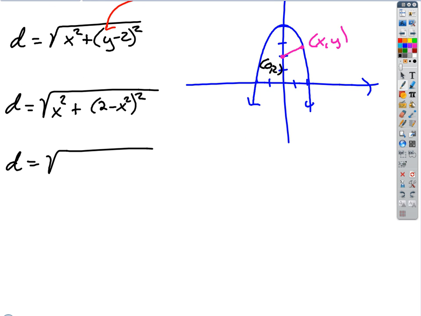But so if I expand this out, this is just going to give me x to the fourth minus 3x squared plus 4. You guys check me on that, but I think that's right. Yeah, pretty sure that's right. Okay, so there's D, right?